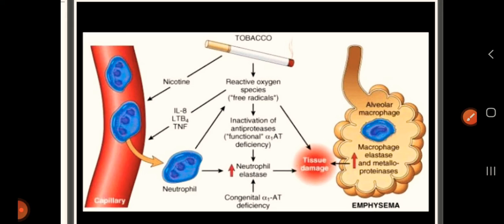So here is the pathology of emphysema. First of all, tobacco smoking is the major risk factor for the development of emphysema.